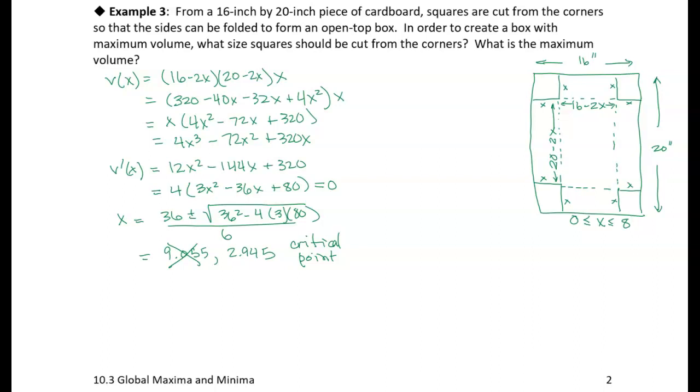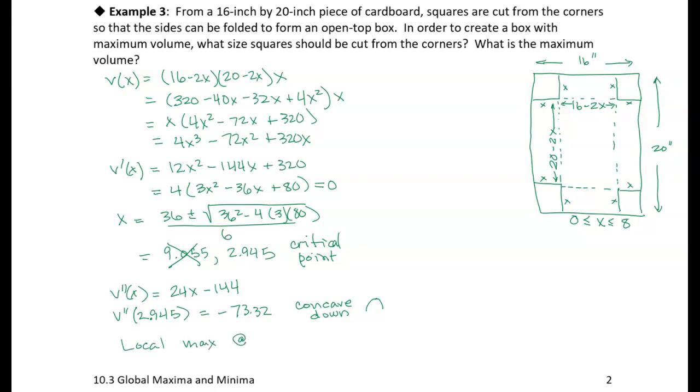Because we have a nice polynomial, let's just take the second derivative and do the second derivative test to test for concavity to determine whether this critical point is a local maximum or a minimum. If we take the second derivative, I'm going back up to the polynomial form of the first derivative, and I will get 24x minus 144. If I evaluate the second derivative at 2.945, I get negative 73.32. So it's concave down, right? Concave down looks like that. So that's telling me the point 2.945 has to be a local maximum.